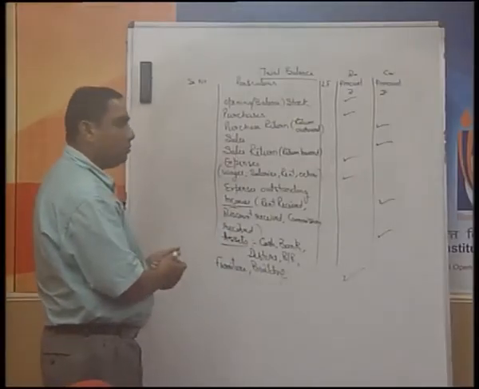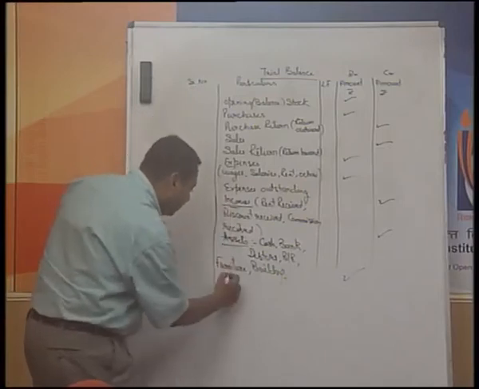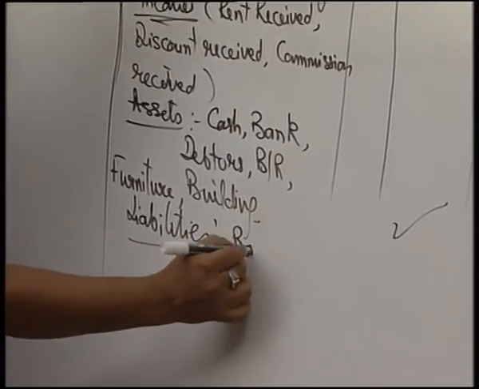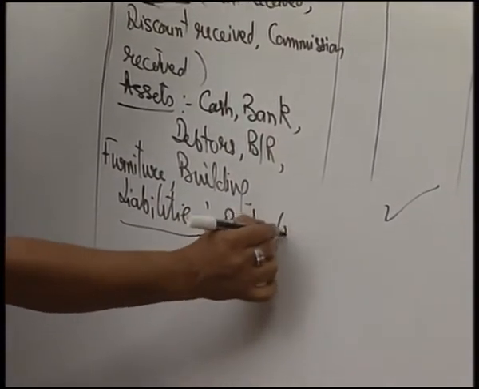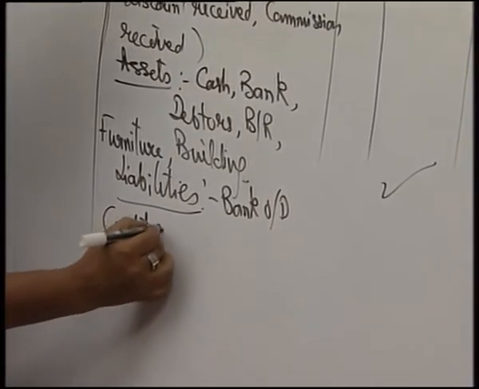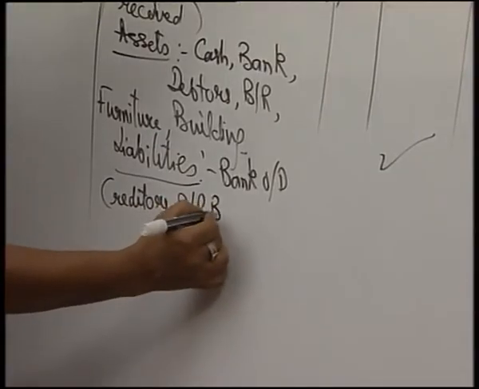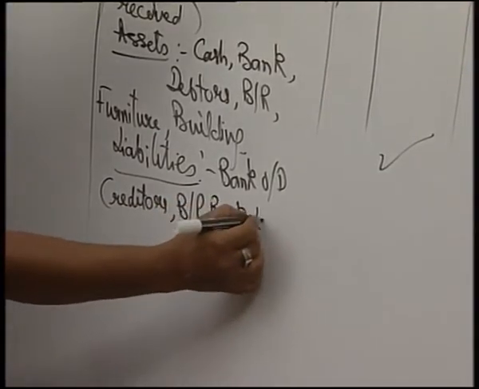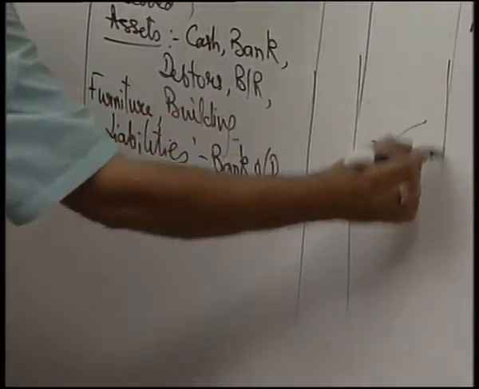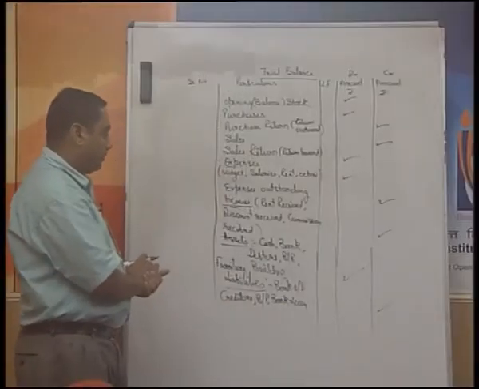Similarly, there could be certain liabilities. So, we will continue with the same, and liabilities may be in form of bank overdraft, there can be creditors, bills payables, then there could be a bank loan and so on. So, all the liabilities are going to have the credit balances, and there can be many more number of items.